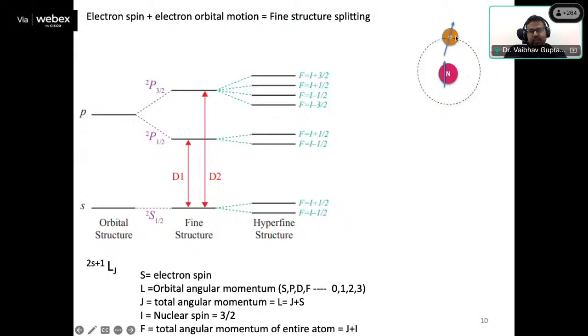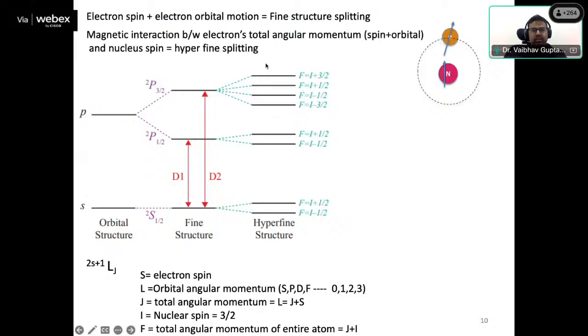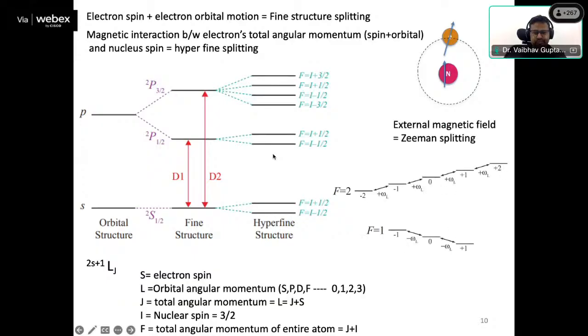Now, this total momentum of spin plus orbital motion can also couple with the nucleus. So the total angular momentum is spin plus orbital, and when it couples with the nucleus, this is called hyperfine splitting. You can see that this level is split further into more levels, and these are called hyperfine splitting. Once you apply an external magnetic field, this hyperfine level can be split even further.